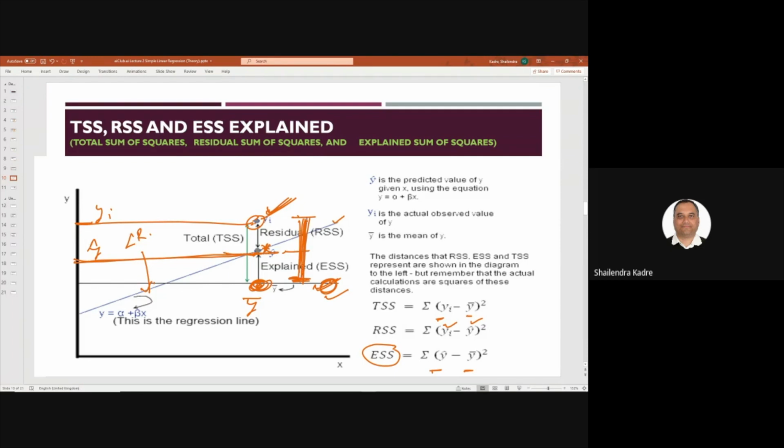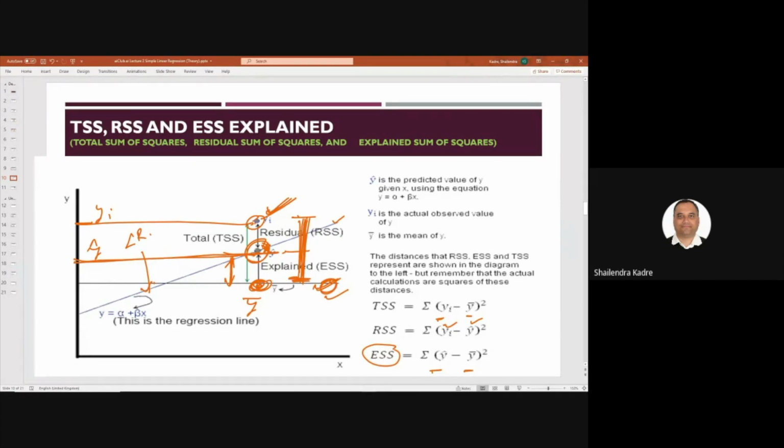This we call the explained variance. Why explained variance? Because between the mean value and the observed value, you are able to still reach something better. This point which we see here is still better than the mean value, right? So this is called explained variance. So explained variance, residual variance, and total variance. A little bit confusing for a newcomer.